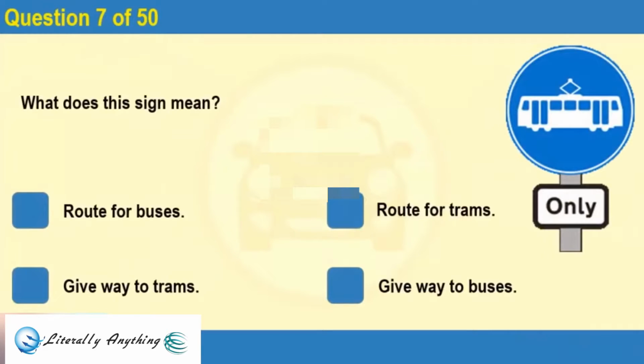What does this sign mean? 1. Route for buses. 2. Route for trams. 3. Give way to trams. 4. Give way to buses.